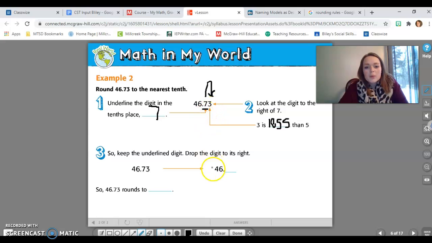So we're going to bring our answer down here. We have 46.7 tenths, and we completely and totally just drop off this 3. That is how we round for decimals. So 46 decimal 73 hundredths rounds to 46 decimal 7 tenths.